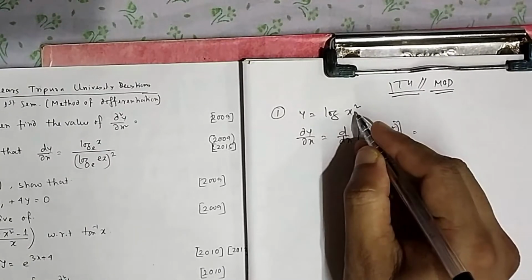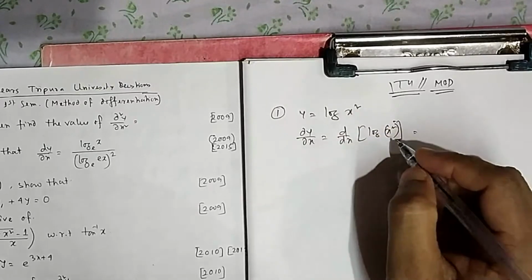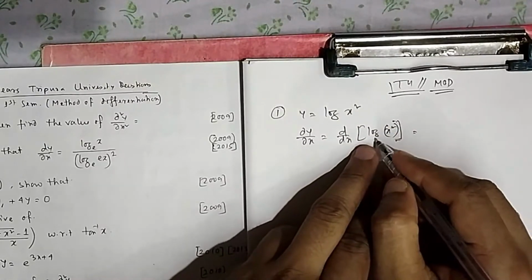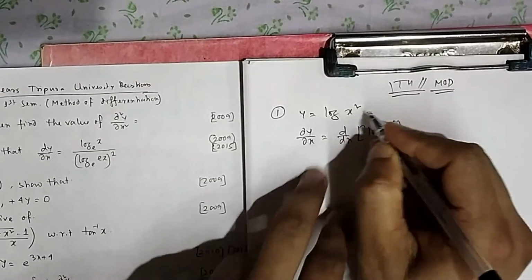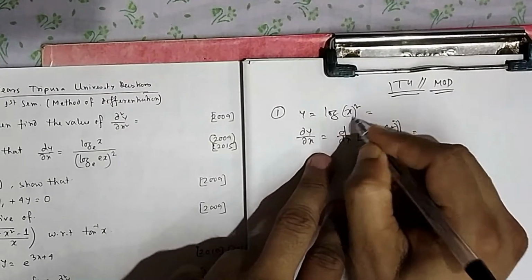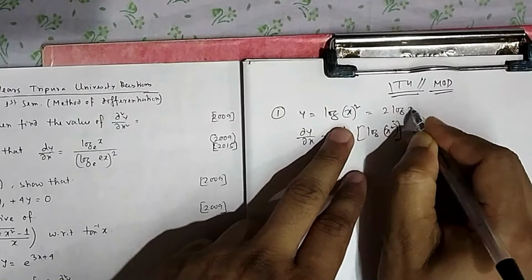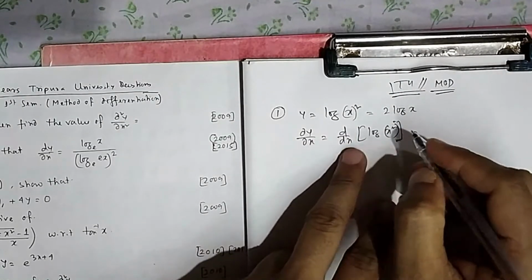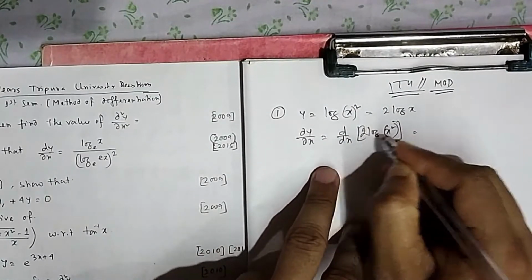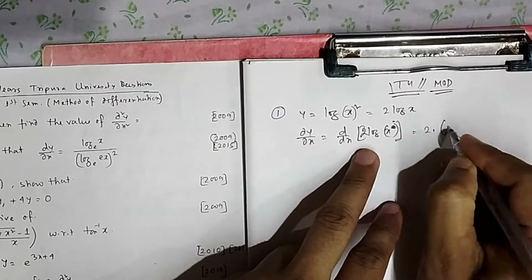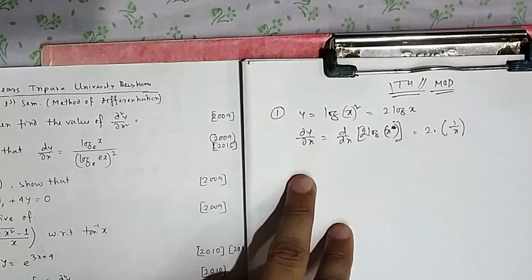So log x square, you can bring the 2 in front also, but still you can do it by chain rule also. The outside is log and the inside is x square. Or you bring it this side, because by the property of log, log x square is 2 log x. You can do it in this way also. So it is differentiation of 2 log x. 2 is a constant outside, and differentiation of log x is 1 by x. So this is your first derivative.